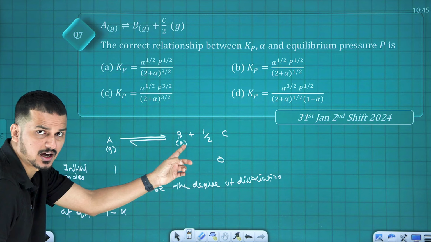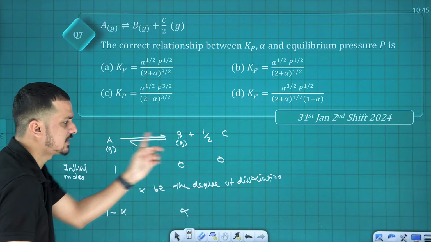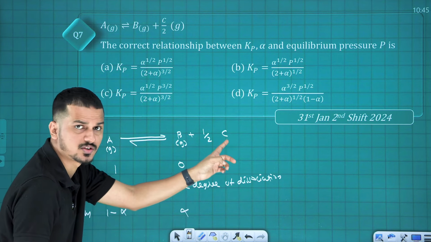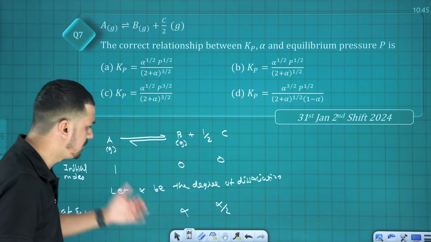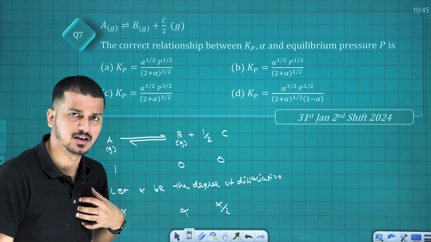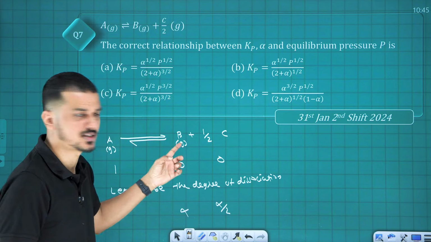How many moles of B are there? Alpha. If one A is reacting, one B will form. How many moles of C are there? Alpha by 2. Why am I doing this? I want to find out the Kp. If I want to find the Kp, what's the formula here?